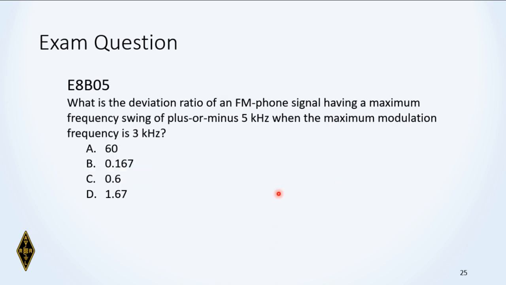Oh, this one's got a decimal point in it. This might throw you off. What is the deviation? Now, this says deviation ratio. The other two we did were modulation index, but the formula works exactly the same way.